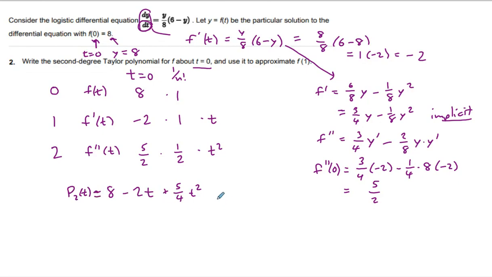And that's our approximation. Finally, we're asked to then use this to approximate f of 1. So when I plug in 1 here, we put in all the 1s, and we get 29/4. And that's question number 2. Question number 3.